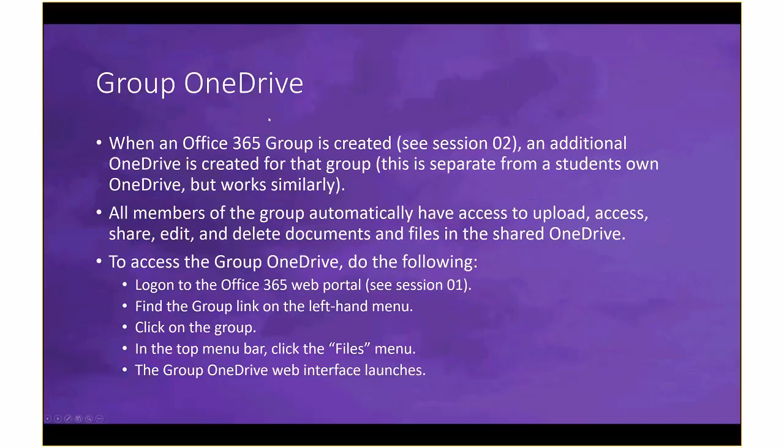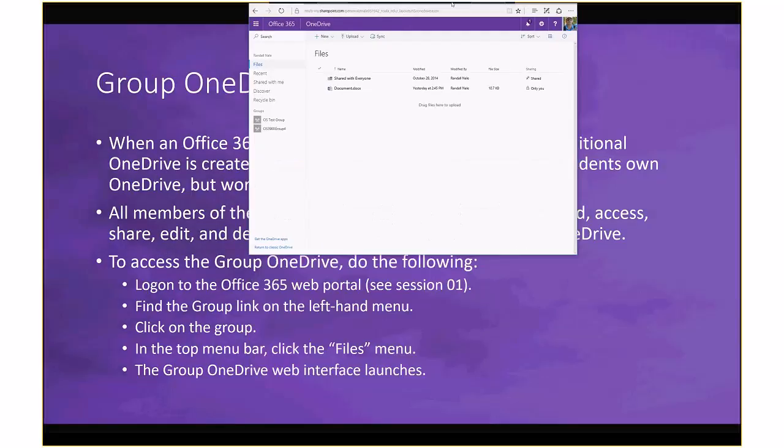So then what is a group OneDrive? Well, when an Office 365 group is created, which we went through in session 2, an additional OneDrive that doesn't belong to a person is created. And it's created for that group. It's separate from the student's OneDrive, but it works basically the same. All members of the group automatically have access to upload, access, share, edit, and delete documents and files from that shared OneDrive. And again, it works very similar to the OneDrive that each student has.